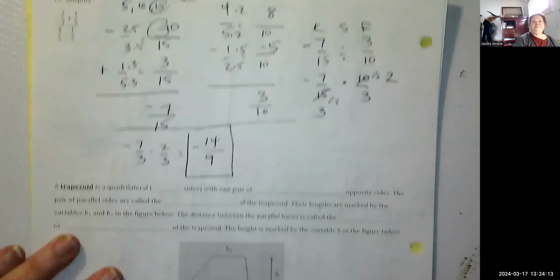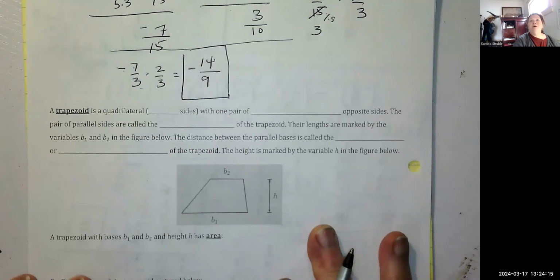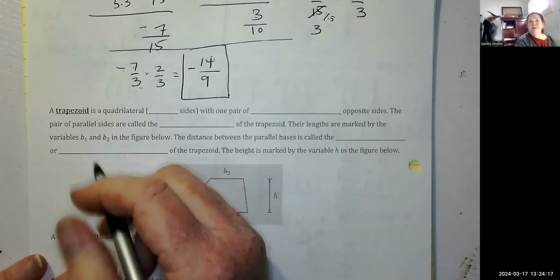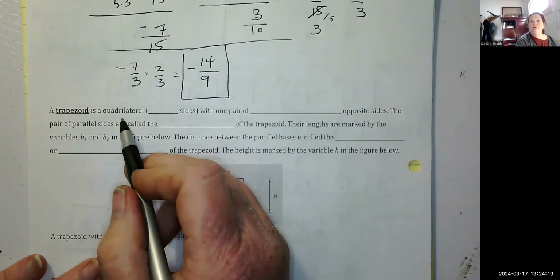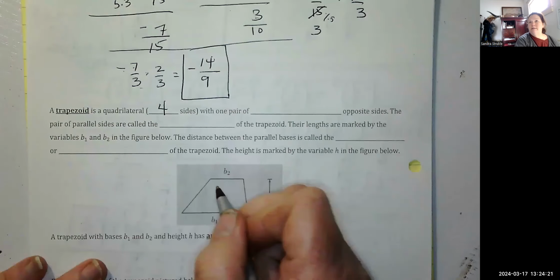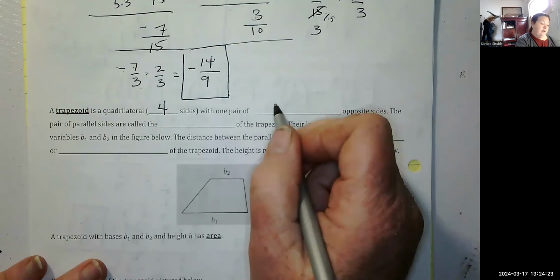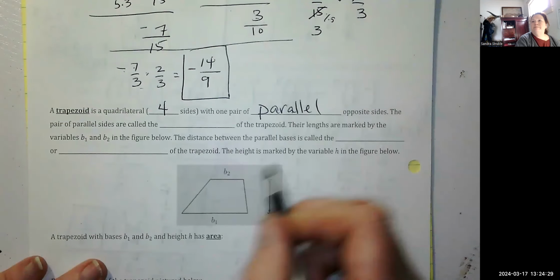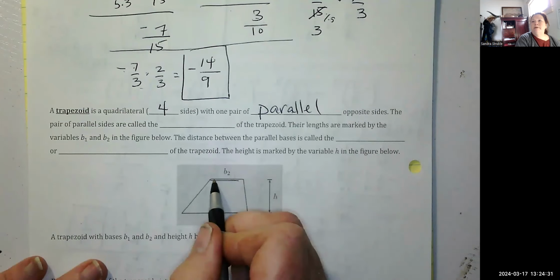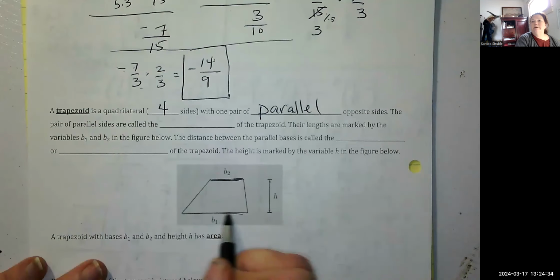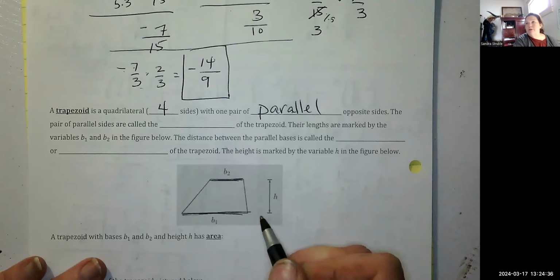All right. Let's talk a little bit of geometry. We're adding another figure. A trapezoid is a quadrilateral, which means it has 4 sides. And it has one pair of parallel opposite sides. So this is parallel to this. That means they'll never touch.